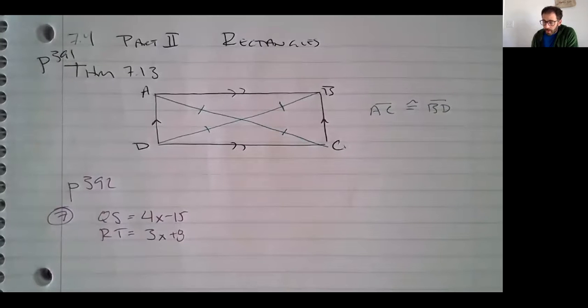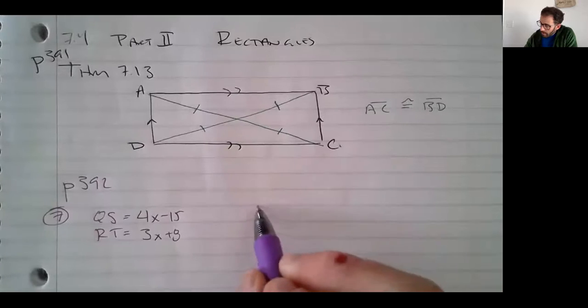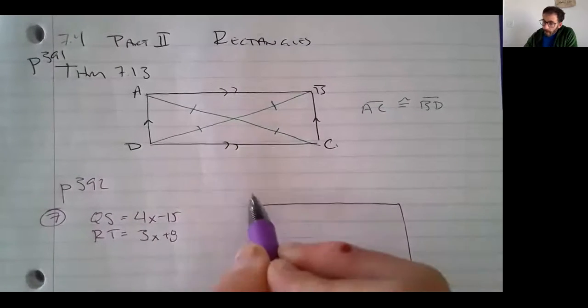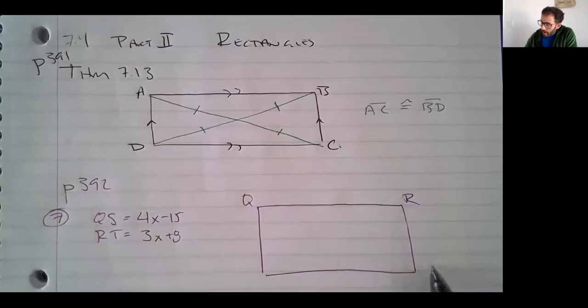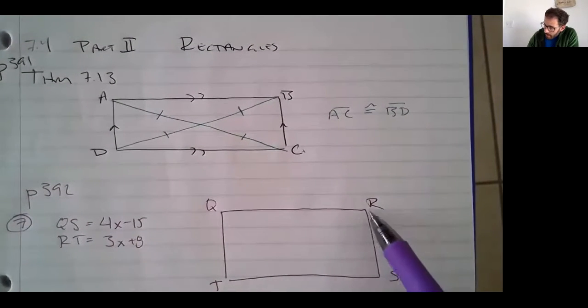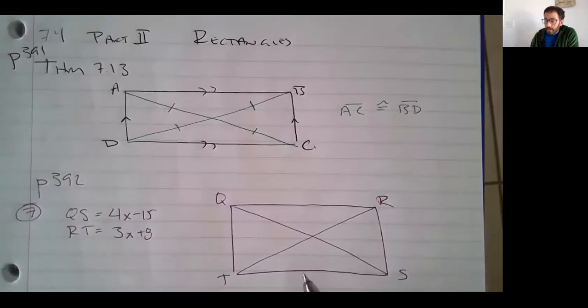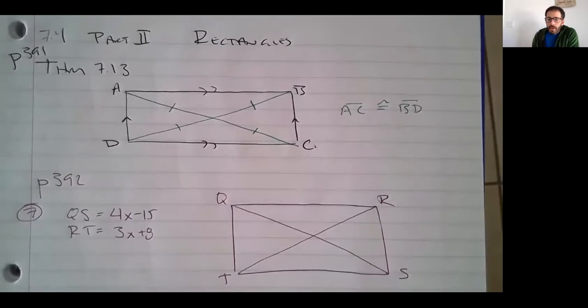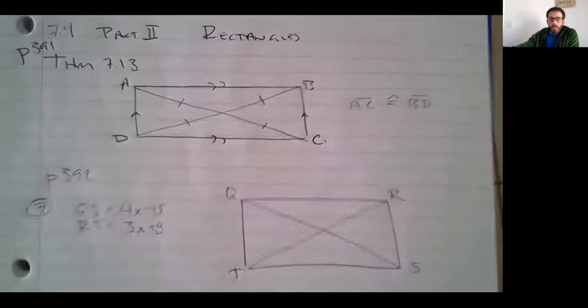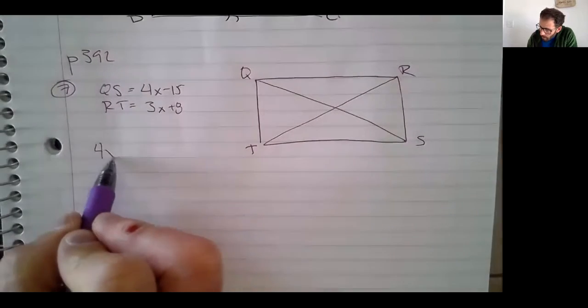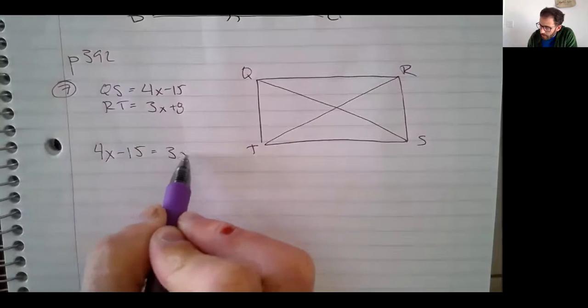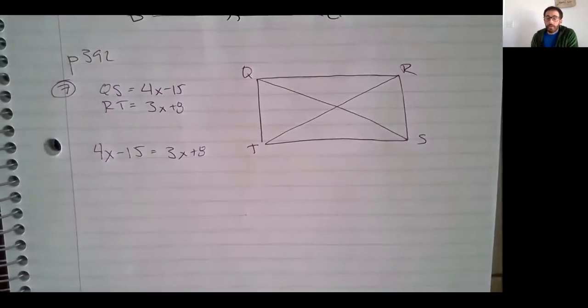Okay, so we know that we have a rectangle QRST, and it has diagonals. All right, so they give us different measurements for the diagonals in example 5, but they're telling us to now find it if this is the measurement of QS and this is the measurement of RT, and they do tell us that it is a rectangle. So we now know that we can say that 4x minus 15 is equal to 3x plus 8. What am I going to do? I'm going to solve for x.